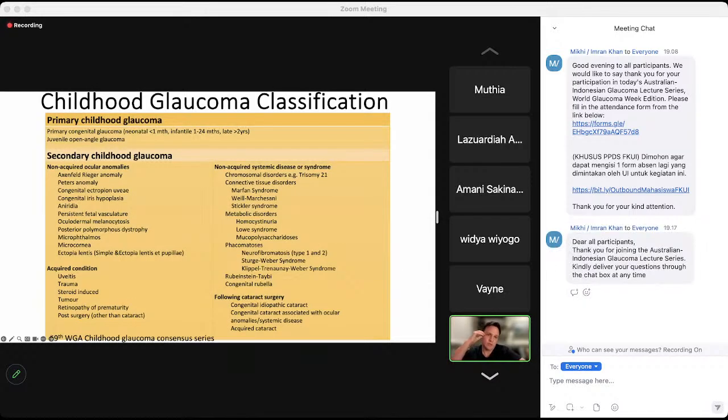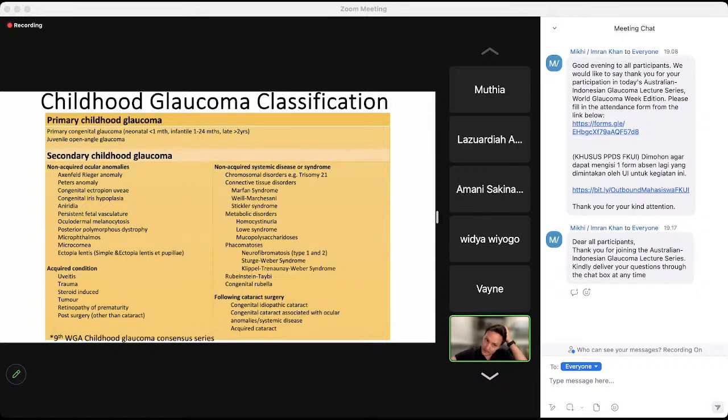So the current consensus in terms of childhood glaucoma classification, we go by the WGA consensus series, and we think about glaucoma basically as primary childhood glaucoma, which either is primary congenital glaucoma, so that's glaucoma that's present within the first 2 years of life, and then we subcategorize that as neonatal versus infantile versus late onset. And then there's juvenile open angle glaucoma to encompass those primary glaucomas in the younger population who are older than about 2 years.